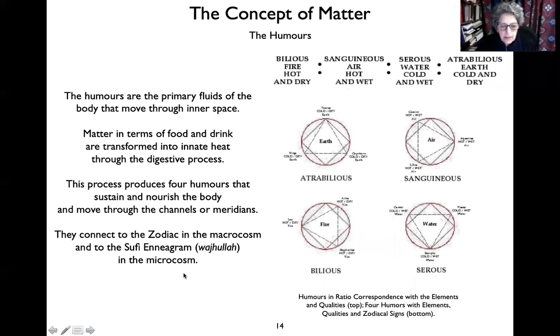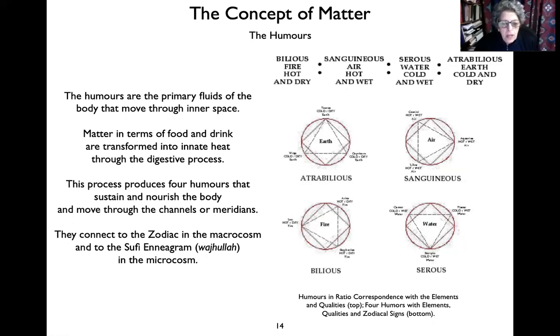Now, another way to look at the concept of matter: according to traditional psychology and traditional medicine, the elements are created within us, within our body, and they are the ones that create the humors. The humors are what the Quran talks about as akhlaq. In chapter 96, verse 2, when God created us with a blood clot. The humors are basically a blood clot.